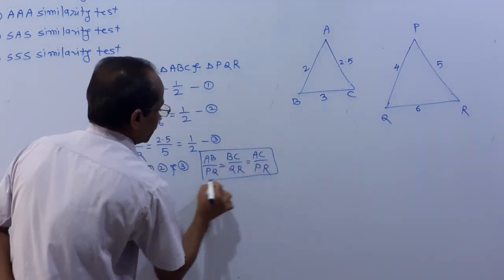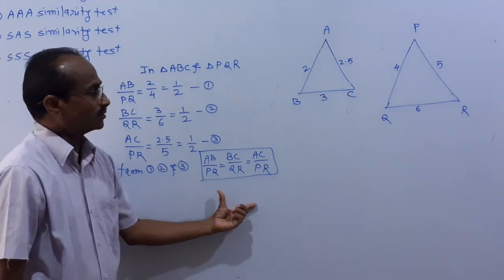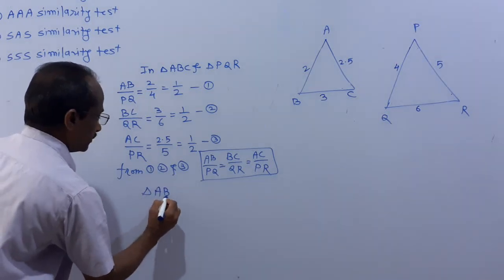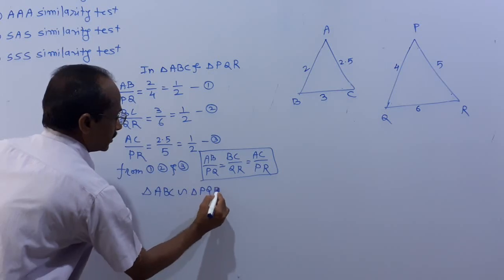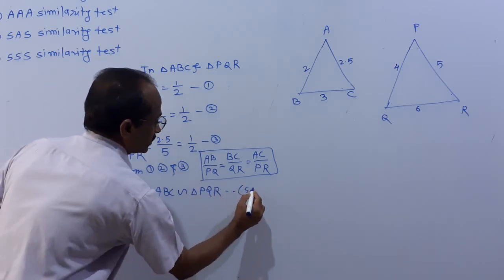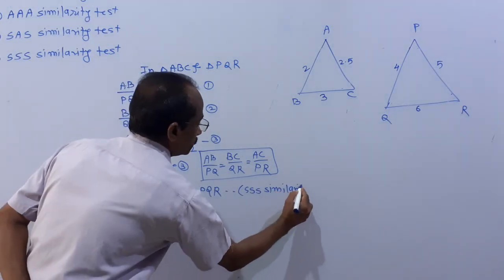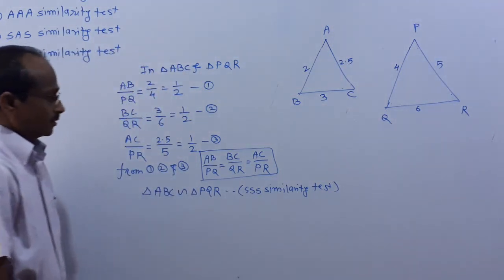Which indicates that the ratio of sides are in proportion and therefore triangle ABC is similar to triangle PQR by the SSS similarity test. So it is clear.